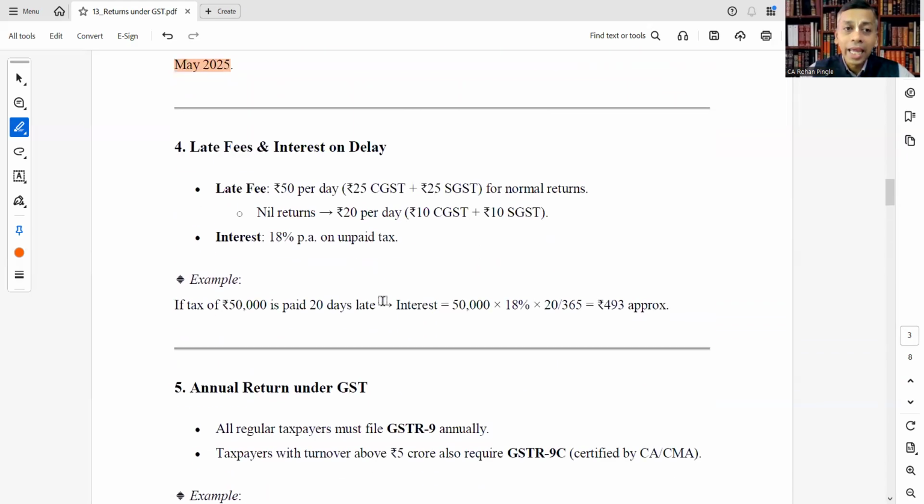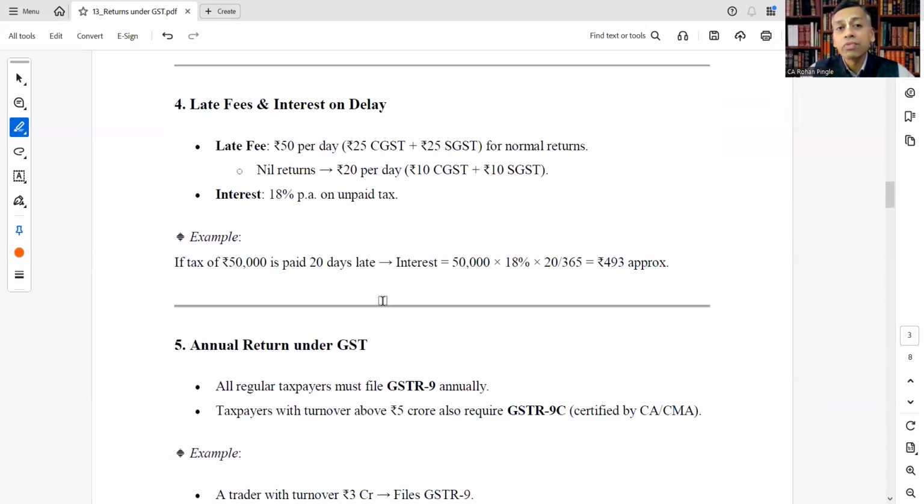Okay. Next, late fees and interest on delay. Late fees will be rupees 50 per day, that is 25 rupees CGST and 25 rupees SGST for normal returns, and for nil returns rupees 20 per day, 10 for CGST and 10 for SGST, and interest will be leviable at the rate of 18% per annum on unpaid tax.